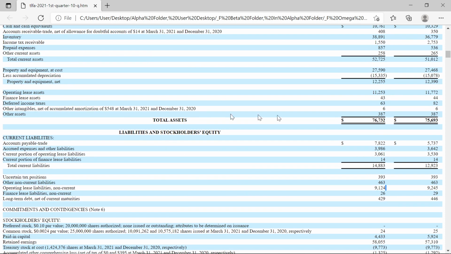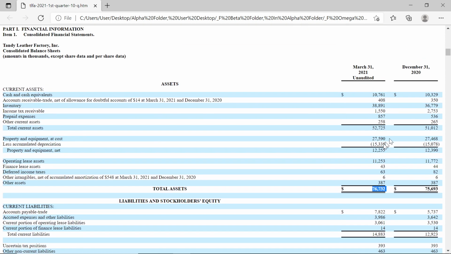Anyhow, we'll move to the total assets. So we get the 76 million. We know that 11 million of it is not real. So they've got actually 65 million in assets. And they're all hard assets.